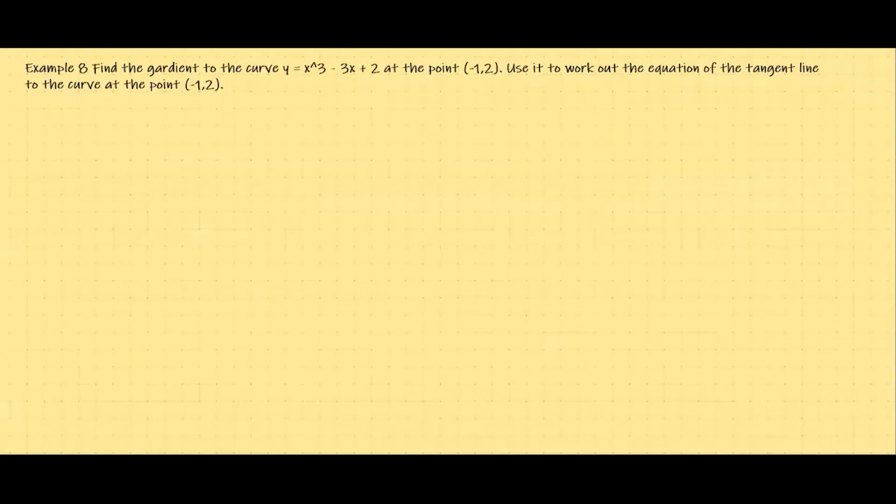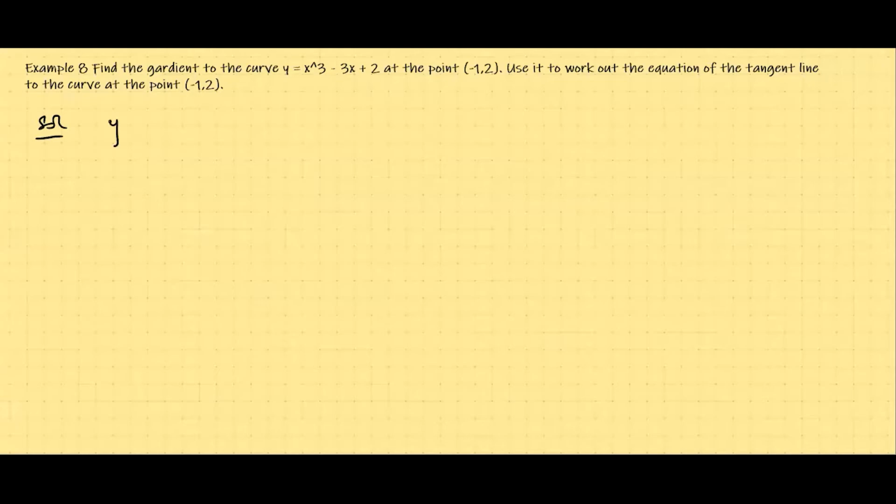So example 8. This example requires us to essentially work out the equation of a tangent line to a cubic that we've been given. Of course, we've done an example similar to this earlier. However, the difference here is the function is somewhat more complicated than the one we've seen before. So let's just do what the question asks us to do, which is to differentiate the curve to find the gradient at the point minus 1, 2.